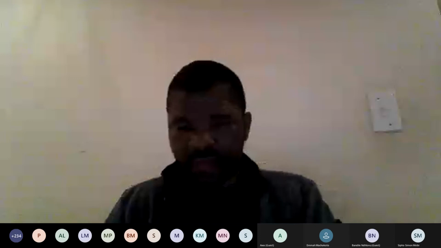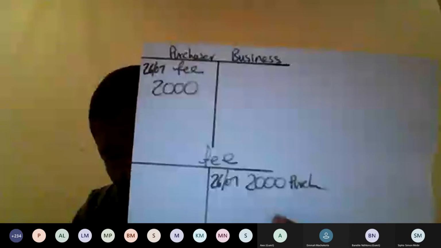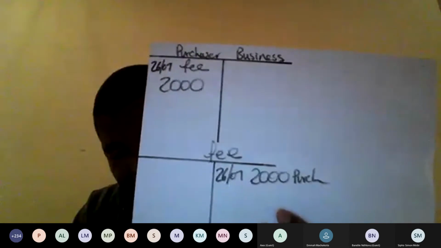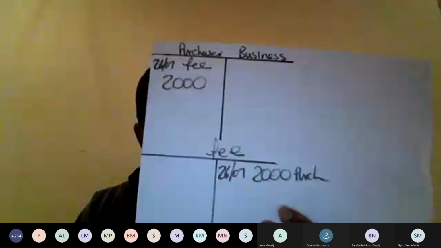And you say fee. And then on the fee ledger here, you are going to credit again. On the credit side, 26 of 7, 2,000 rands, and purchaser business. And that is how you post those transactions to your ledgers. Debit the purchaser business and credit your fee ledger as it is in your journal. You simply post it to your ledgers.